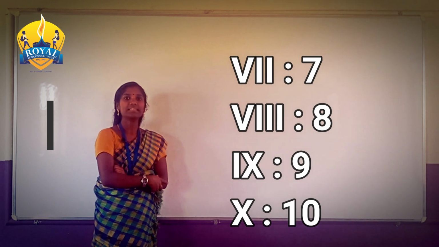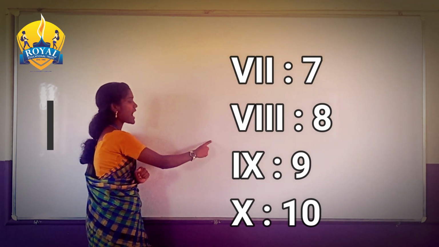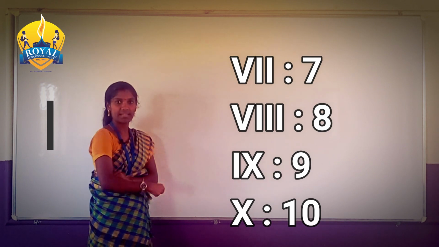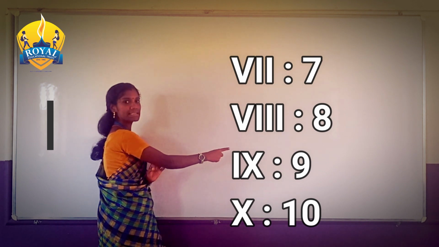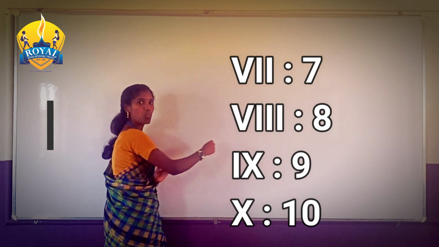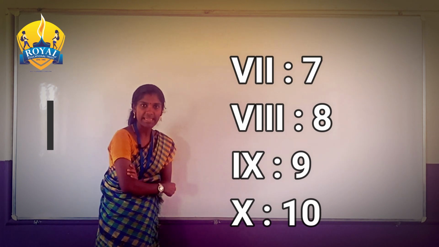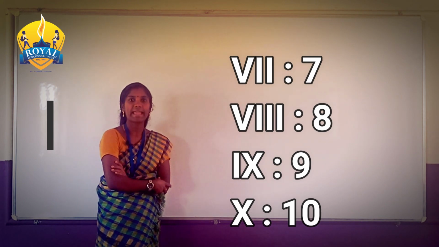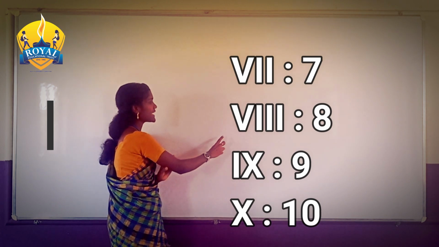Like this, the letter for 8 we denote as VIII. Yes, that is 5 plus 1 plus 1 plus 1. So the number is 8. The Roman number for 8 is VIII.